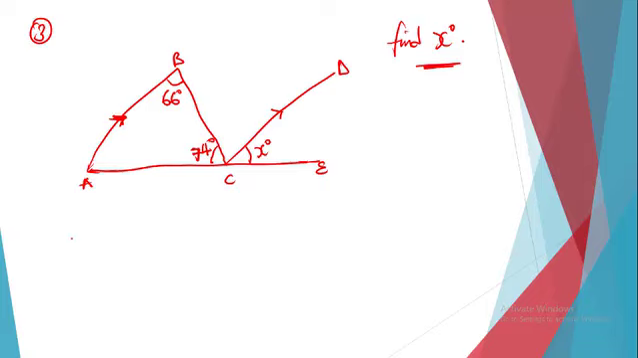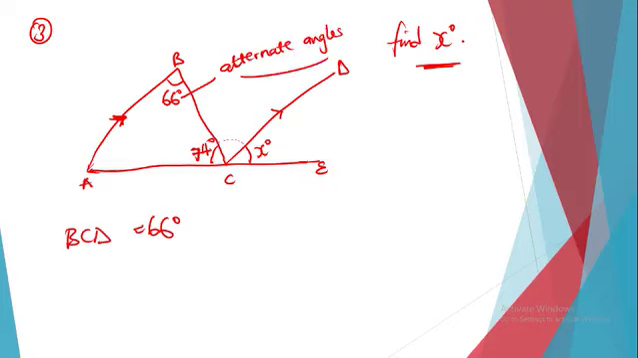We have B, C, D. The value of here to be equal to 66 degrees, applying what we call alternate angles. Alternate angles. And we are told that alternate angles are equal. So the angle at B is equal to the angle at C. This angle here is equal to this angle here.